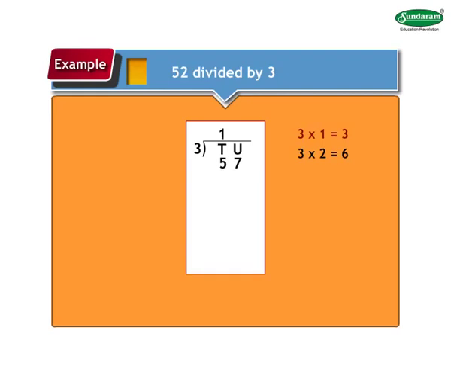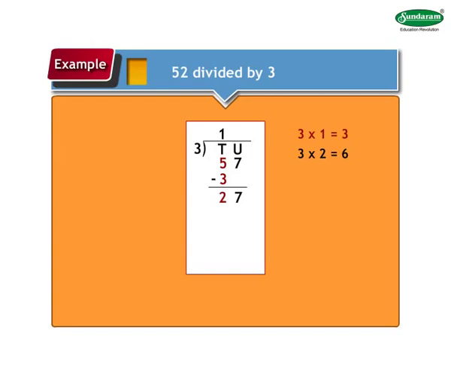Hence, we will write 1 in the tens place of the quotient and write the product 3 below 5. Now, we will subtract the product 3 from 5. The remainder is 2. Now, bring the unit number 7 down and write it in front of 2. Thus now, we get the number 27, which has to be divided by 3.